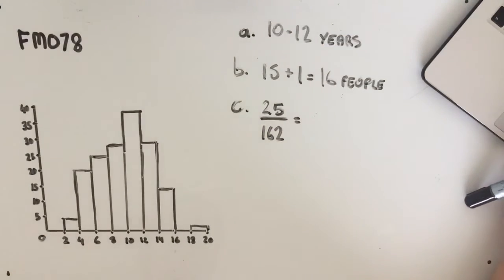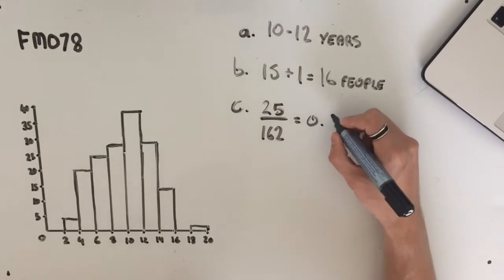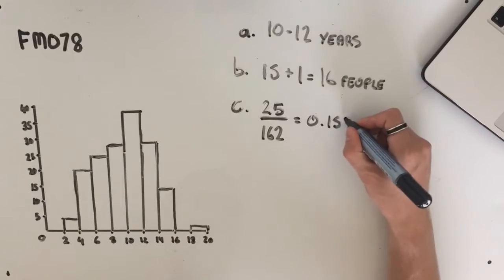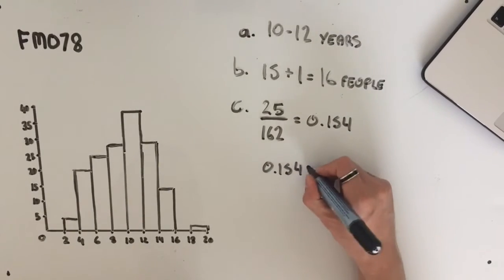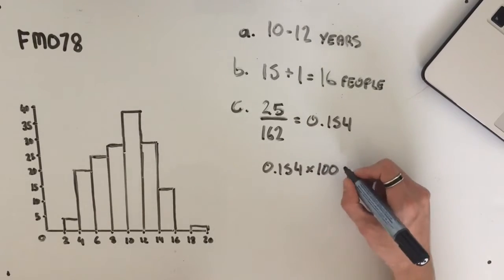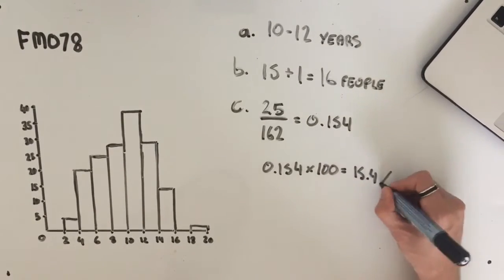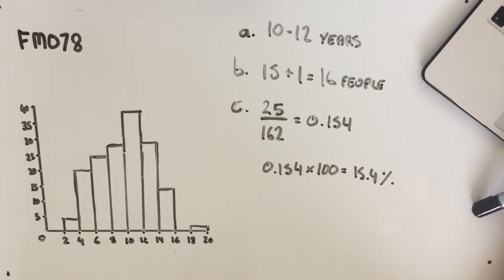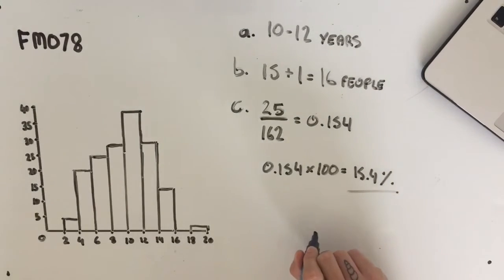So that is going to equal out to 0.154, and 0.154 times 100 is going to give us our percentage of 15.4%. Now the question also specifies, oh no it doesn't, all good, 15.4% is your final answer.